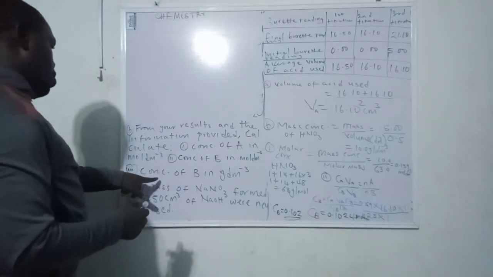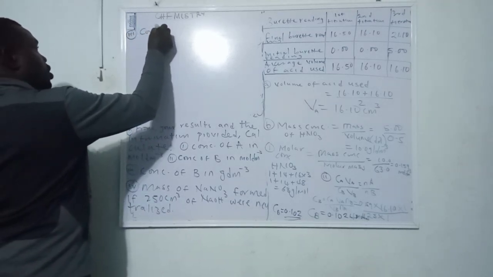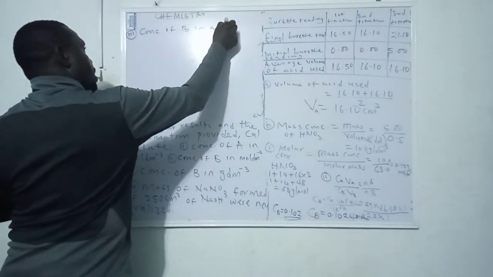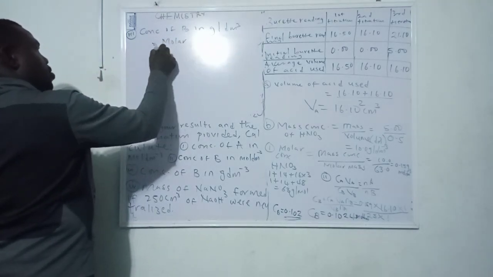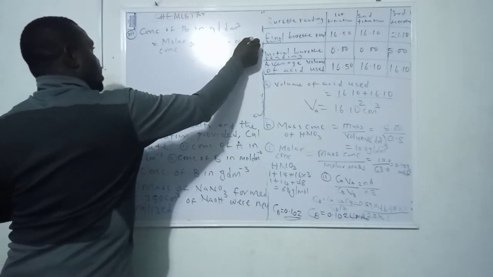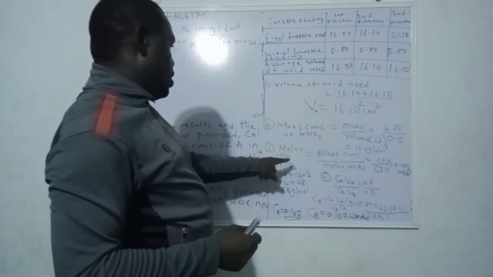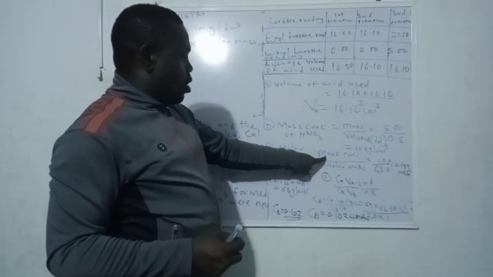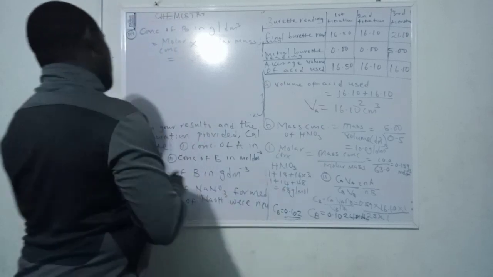So we are told in the third one, concentration of B in gram per dm cube. That's not an issue anymore. That is equals to molar concentration times molar mass. Why did I say that? It's here already. Look at it. Molar concentration equals mass concentration over molar mass. And if you make mass concentration the subject of the formula, it gives you molar concentration times molar mass.